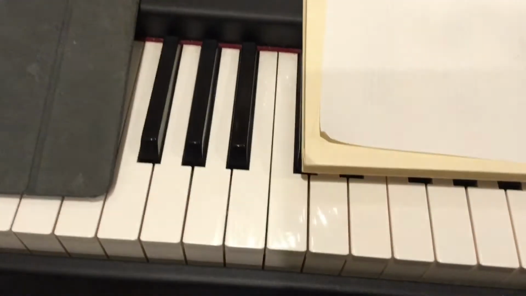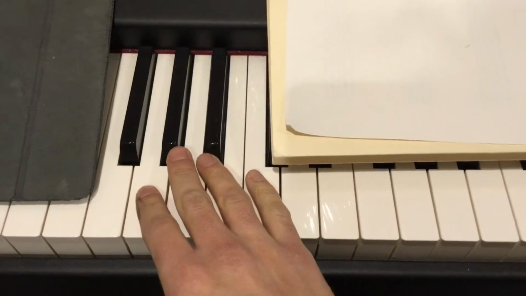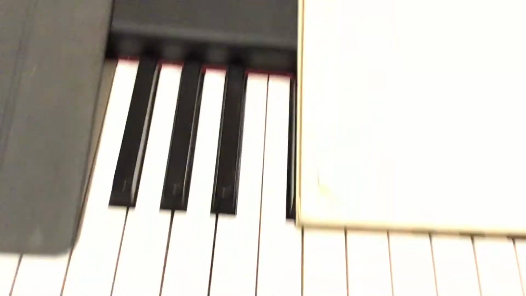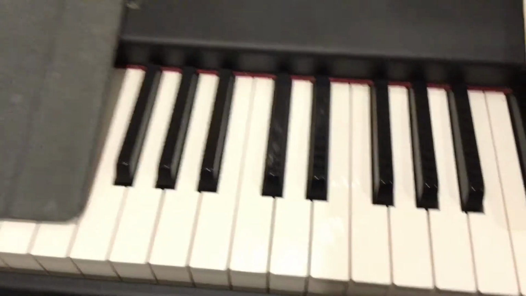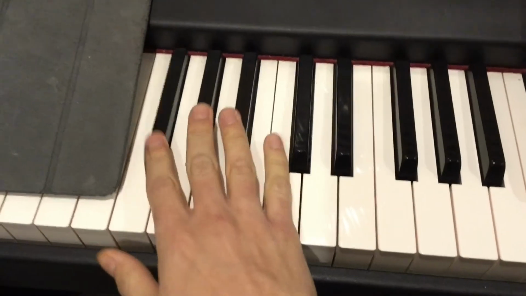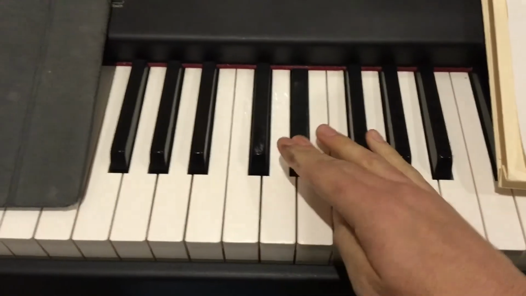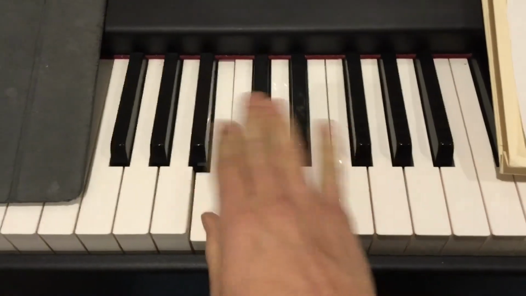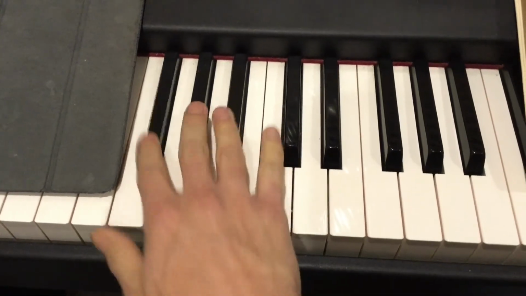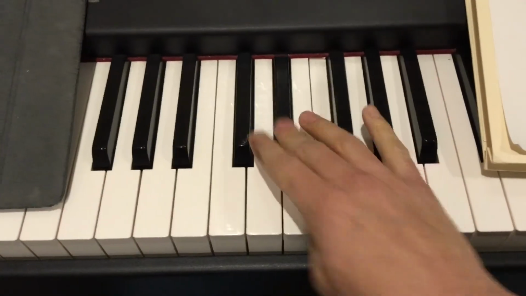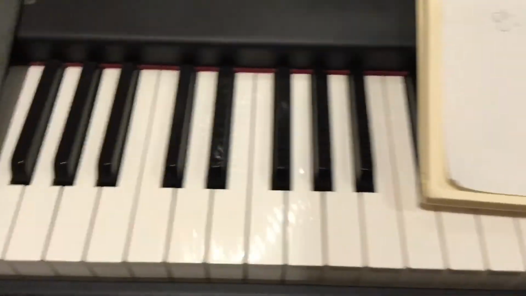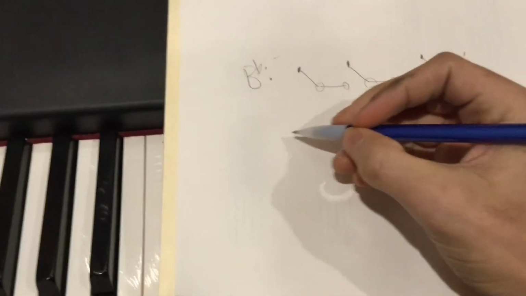Now let's try another example. This time let's pick a random note again. How about G flat? This time, I'll play the scale first, and then you can try to imagine what the diagram is going to look like. So here we go.